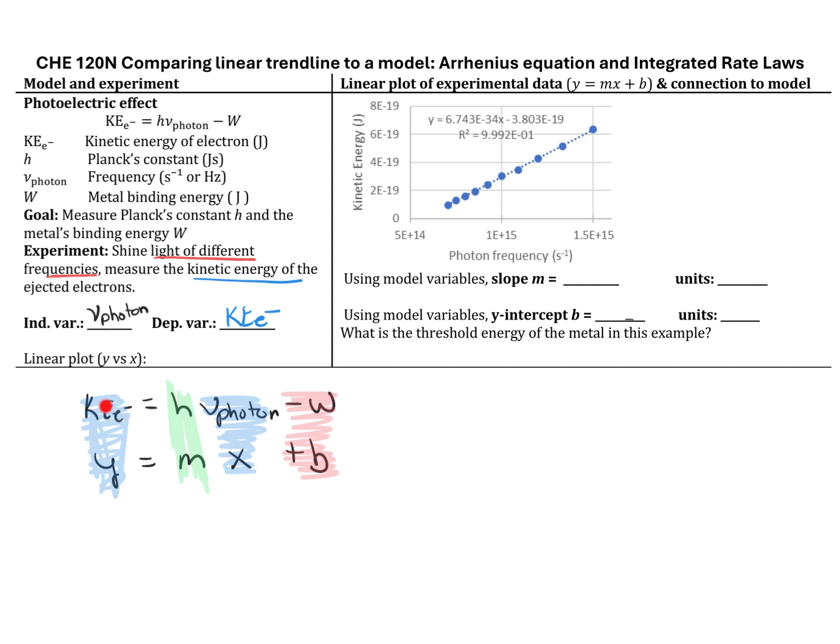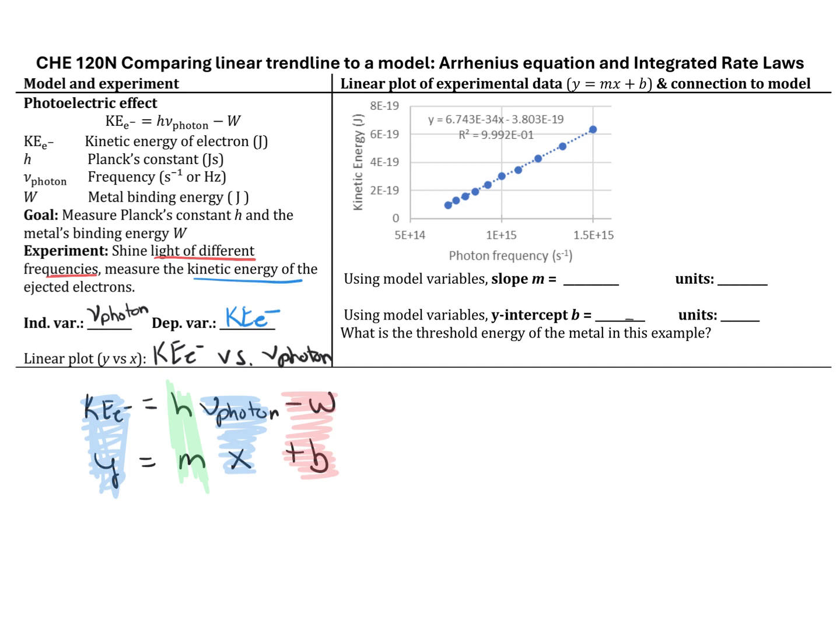And so, yeah, this is a line, right? For every amount my frequency of photon increases, the kinetic energy will go up by an amount h times that frequency. So in this case, just based on how that equation looks, it is going to be linear if we just plot kinetic energy of electron on the y-axis versus nu photon on the x.